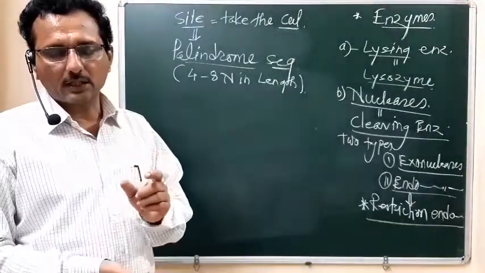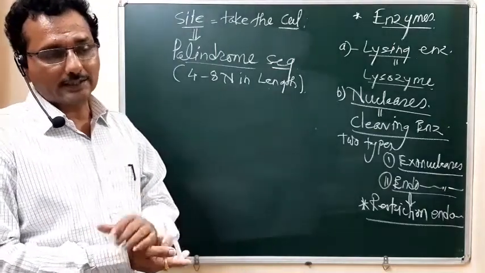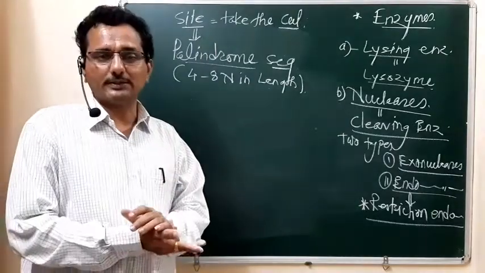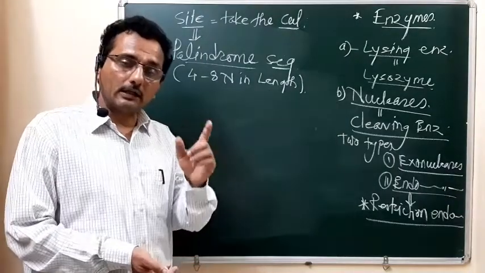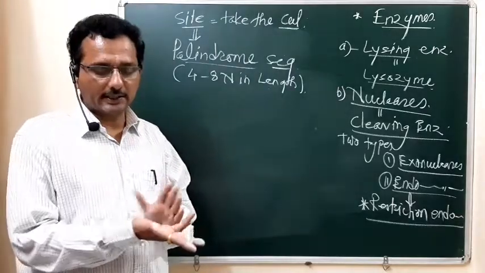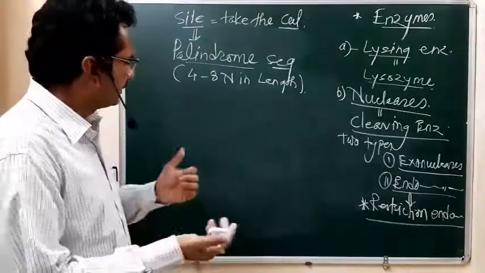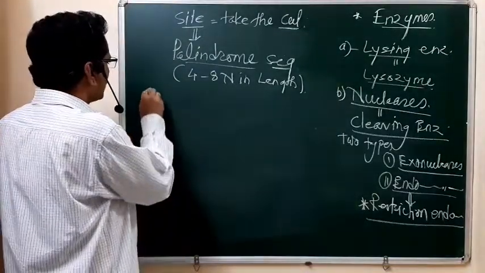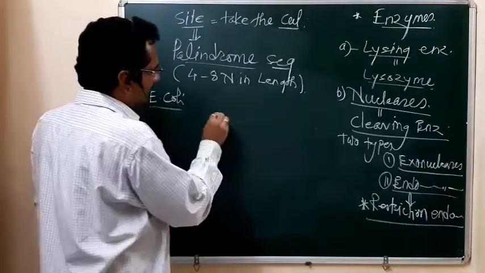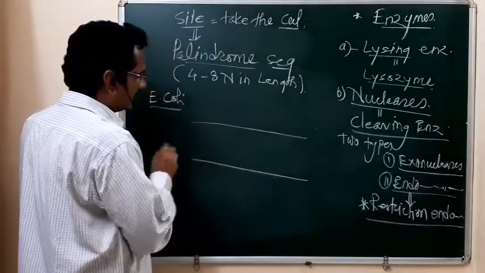Such a nucleotide sequence, this enzyme recognizes, identifies, and then cuts the DNA at that site. So what is that nucleotide sequence? I want to give you one example. Suppose in case of E. coli type of bacteria, this is the DNA molecule.